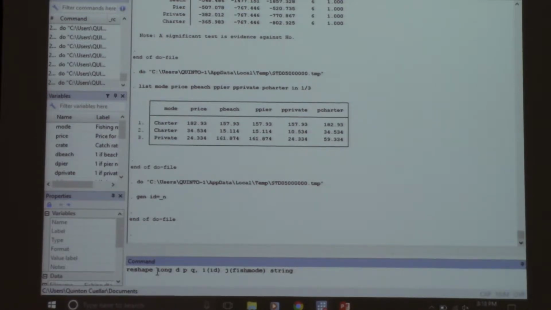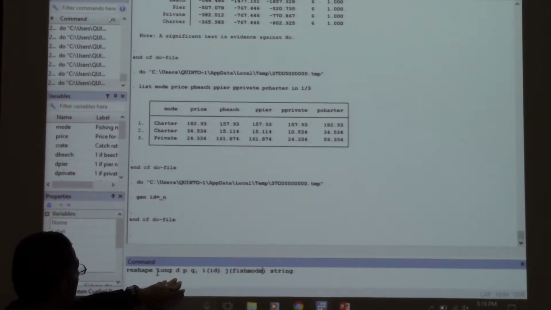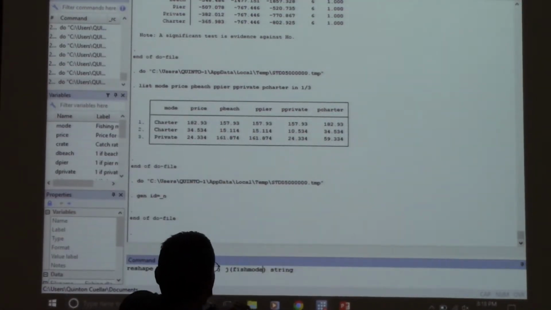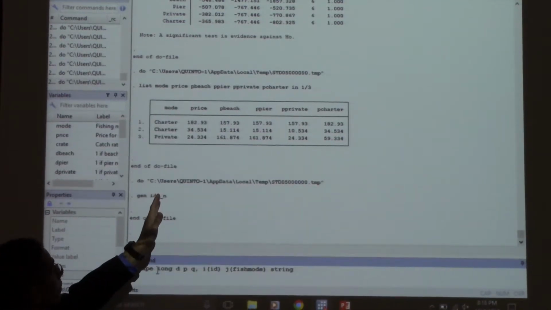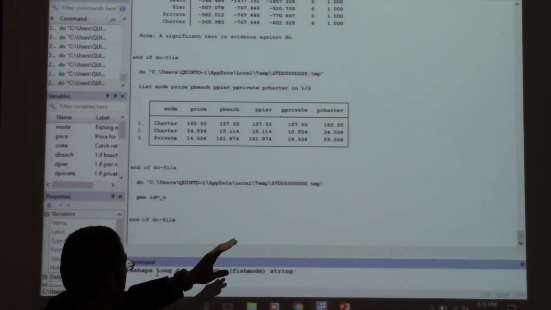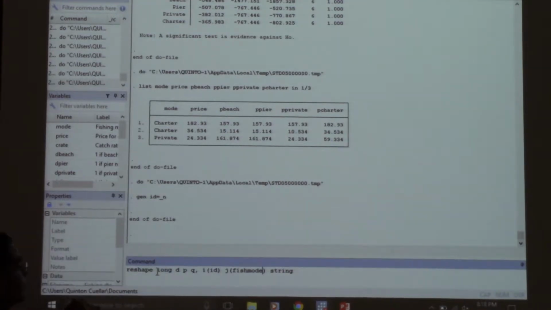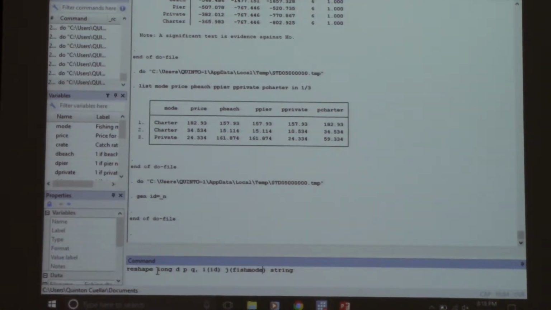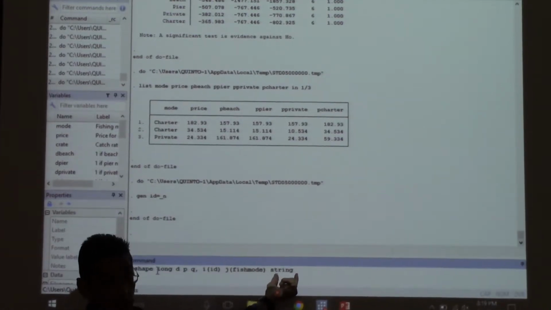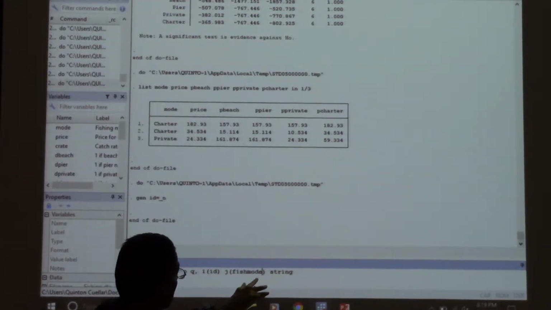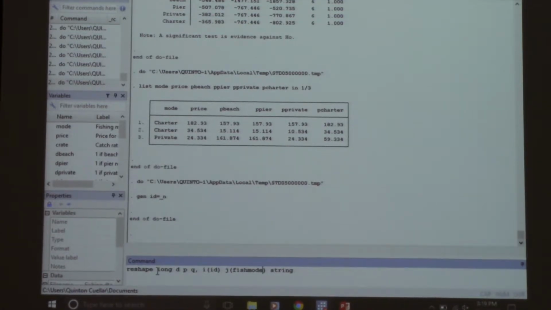And our data set would construct new variables. Remember, D is going to be our dummy, and it'll tell us which one they chose. P is going to be the price taken from these stubs, and Q is going to be the catch rate, and they had similar stubs, right? It was Q Beach, Q Pier, Q Private, and Q Charter. Those were the catch rates. We're going to construct this new variable called fish mode, and it's a string variable, so that's why we put string there as opposed to a number.